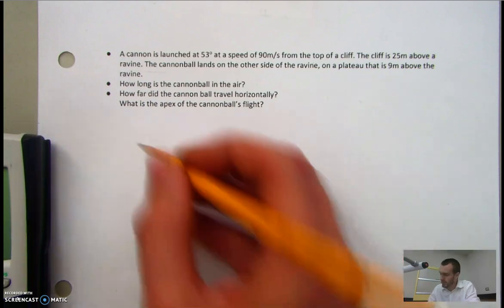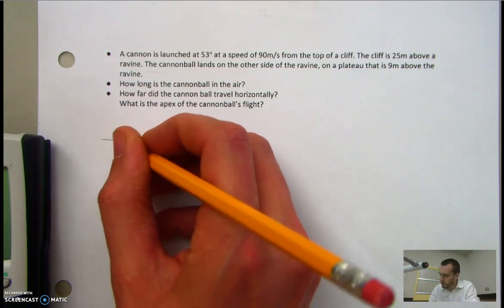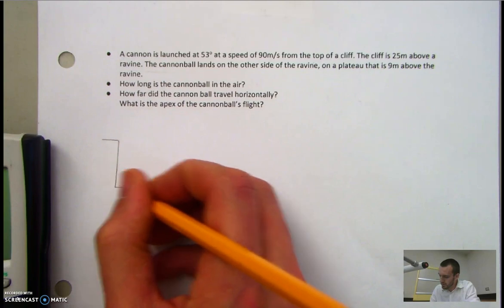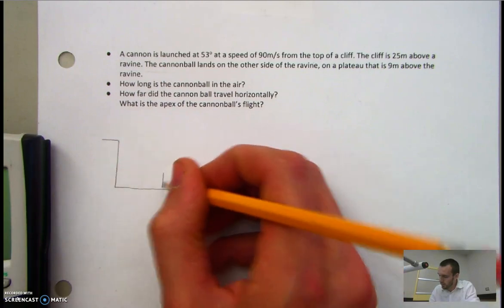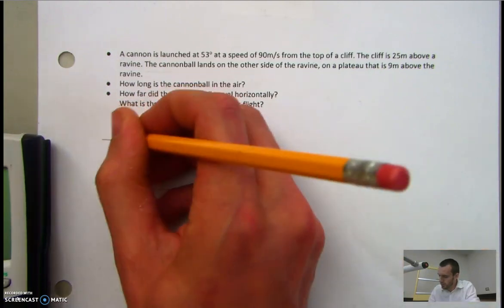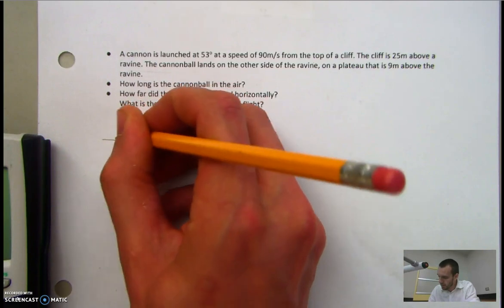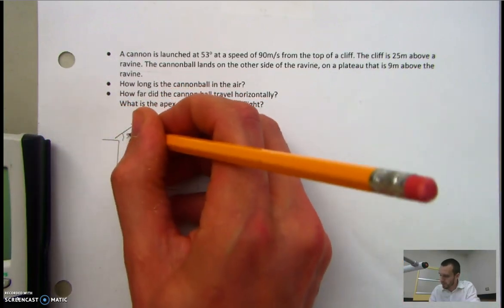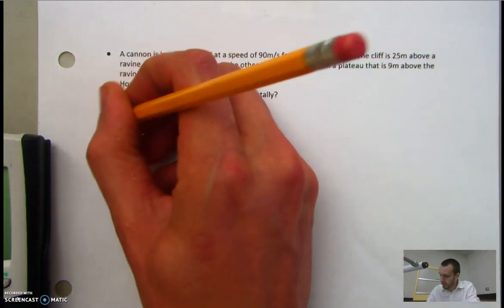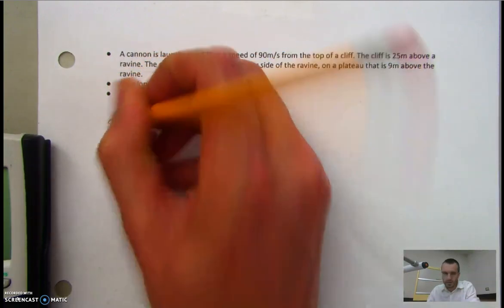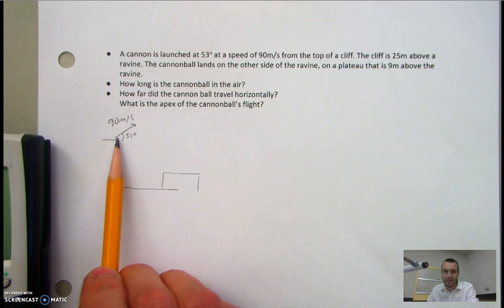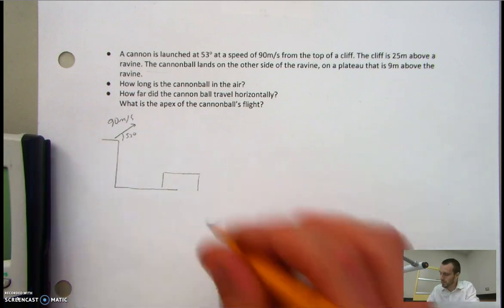So understand the question. Second step is to draw the question, set a coordinate system, and determine where your origin is. So I have a little cannon here. It's going to shoot a cannonball. That's an approximate drawing here, but of 53 degrees, and it's going at a rate of 90 meters per second. But we notice this velocity is neither horizontal only nor vertical only. It's actually a little bit of both. So we'll talk about what to do with that in just a second.